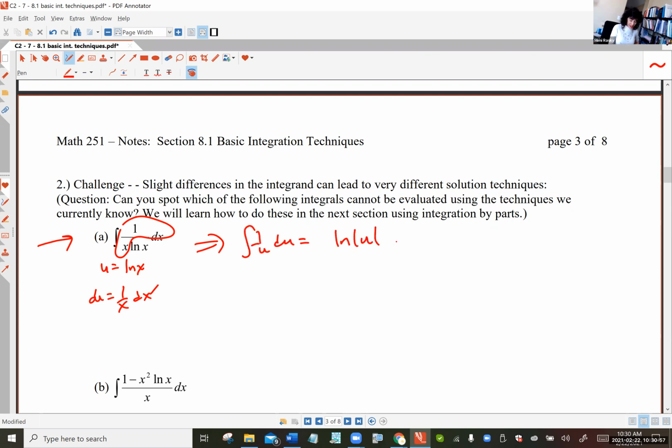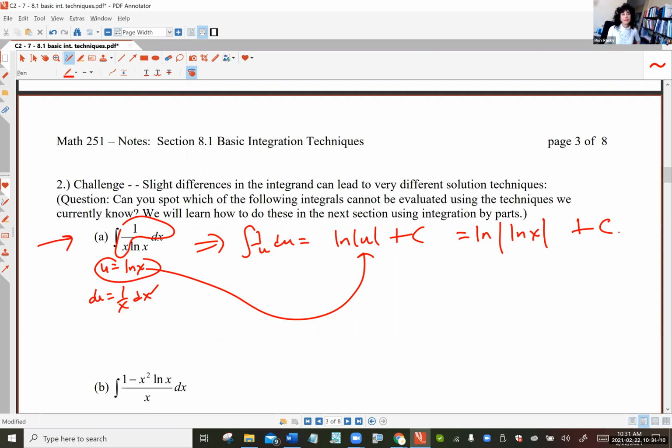So the final answer is going to be ln of absolute value of u plus c, and then you just need to back substitute. But is this right? Can you take a logarithm of a logarithm? That looks kind of weird, doesn't it? Is that legit? Yes? No? No. Okay, why would that not be okay?